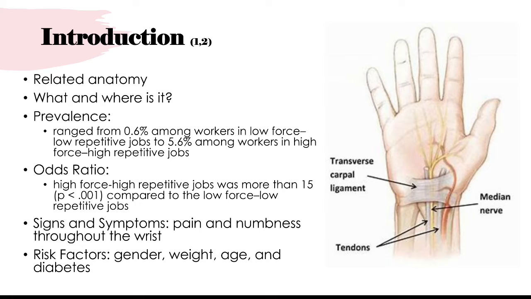The most common signs and symptoms for CTS include pain and numbness throughout the wrist, radiating through the fingers. Some risk factors include gender, weight, age, and diabetes.